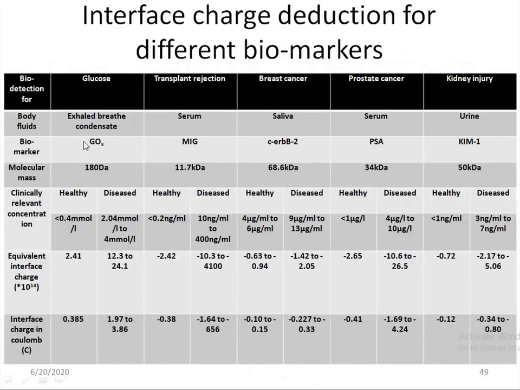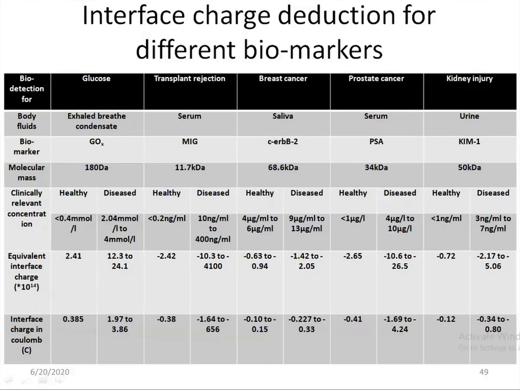For glucose oxidase enzyme, it is found that in the case of a healthy person, it is 0.4 millimole per liter in his exhaled breath condensate. This can increase to about 2.04 to 4 millimole per liter when the person is affected by diabetes. Similarly, I have found out the levels for different diseases and different biomarker concentrations. Then I evaluated the effective charges and found out the interface charges.